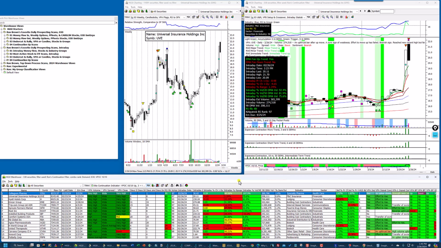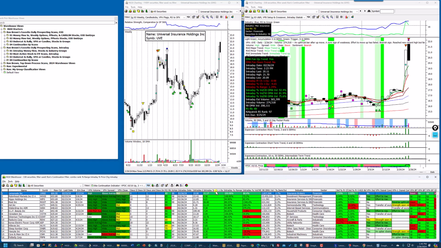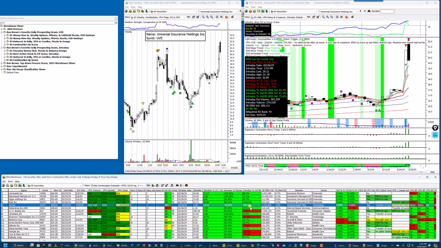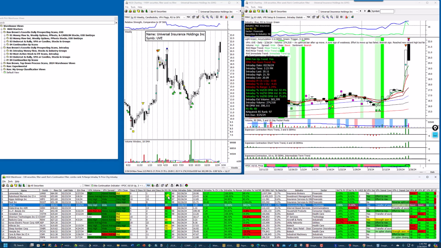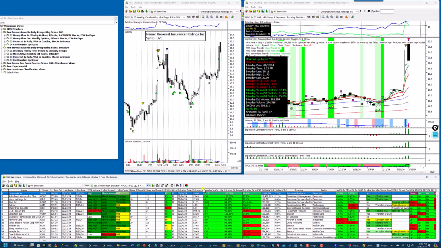That's it. If you have any questions, let me know. But there's lots of opportunities to work with these stocks every day, intraday. And with the undercut and rally, and with the addition of the continuation indicator, you're more than likely going to find a lot of high relative strength stocks.